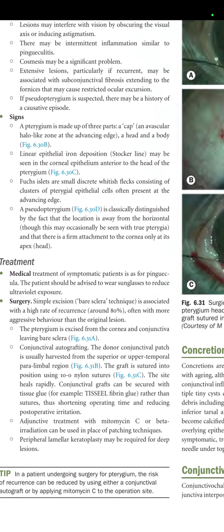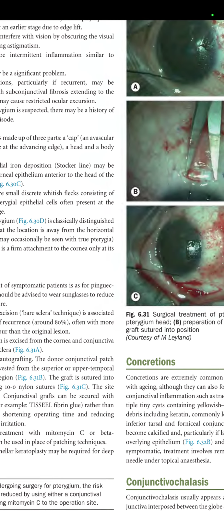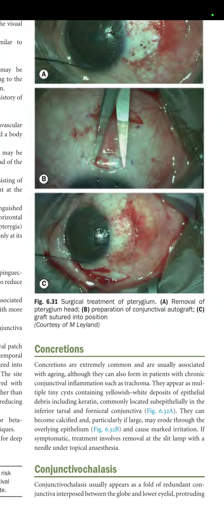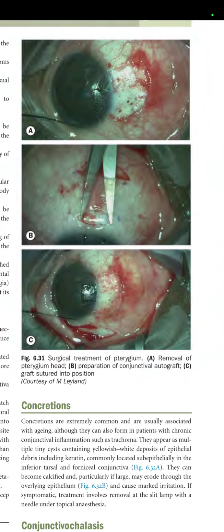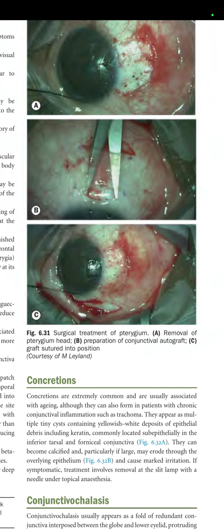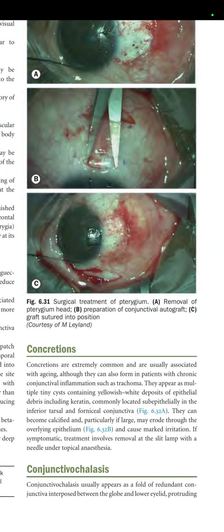And you can also do lamellar keratoplasty if there is a very deep lesion and you can see that the cornea is very thinned out after the excision. So this is the surgical treatment. Figure 6.31, surgical treatment of pterygium: A, removal of a pterygium head. B is showing the preparation of the conjunctival autograft, and C is showing the graft sutured into position.